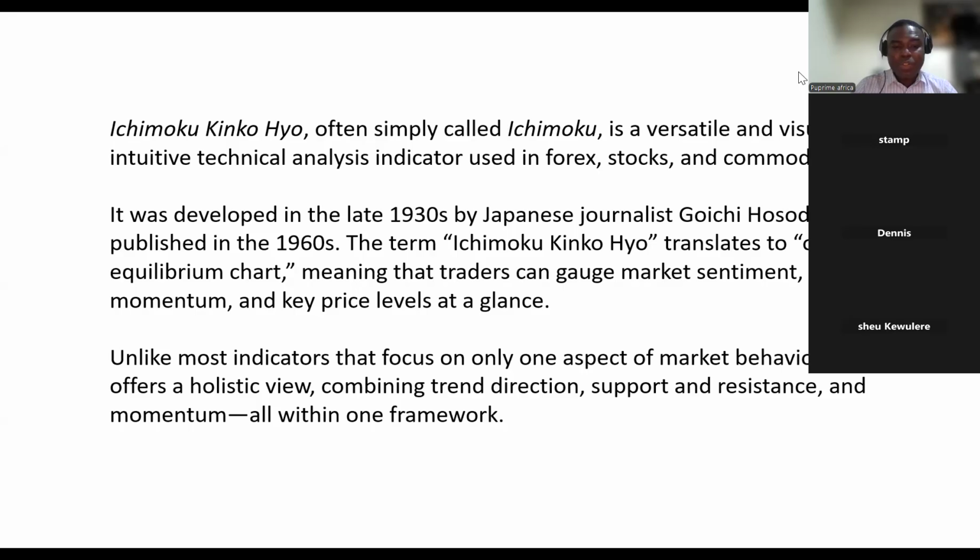Unlike most indicators that focus on only one aspect of market behavior, Ichimoku offers a holistic view, combining, take note of this, trend direction, support and resistance, and momentum, all within one framework. It's going to give you the direction of the market, support and resistance, and also the momentum, the level of volatility in the market, all in the same framework. Sometimes on the same time frame, you can get the information about all these things I just listed.